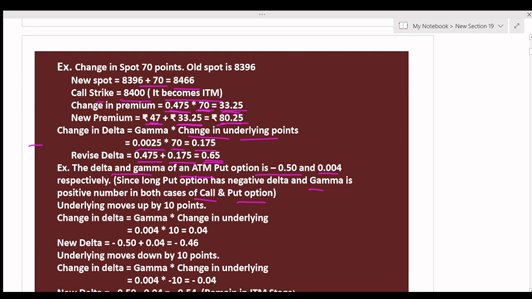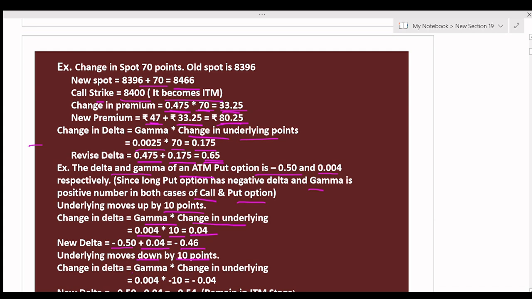The underlying moves up by 10 points. Change in delta will be gamma into change in underlying. So 0.004 into 10 is equal to 0.04. New delta is equal to minus 0.5 plus 0.04, equal to minus 0.46.